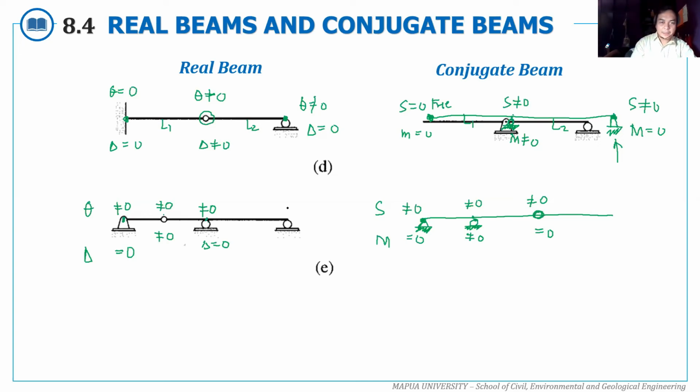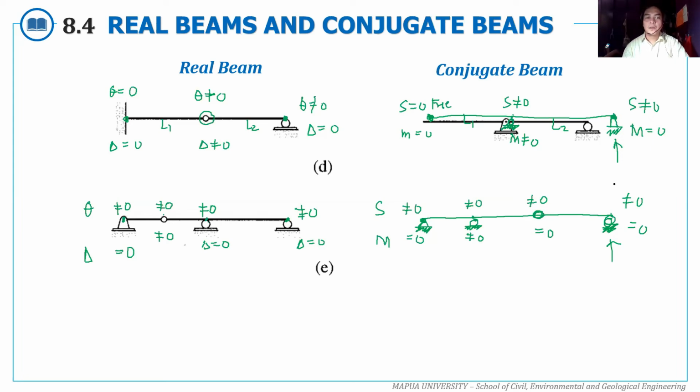Okay? Last, roller exterior support. Slope, not 0, but deflection is 0. Okay? So pagdating sa conjugate beam, ang shear not 0, ang moment 0. So anong klaseng support yan? May shear pero walang moment. So it could be an external roller or hinge. Diba? May shear dyan pero walang moment. So that means yung left side na real beam, we come up with our conjugate beam.